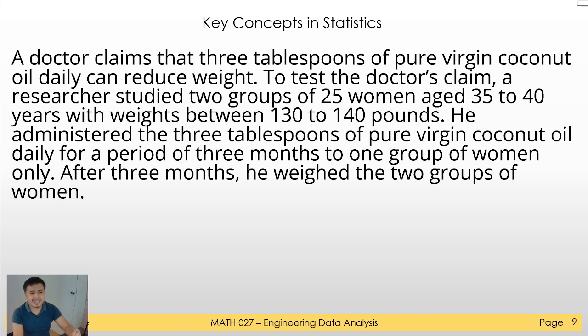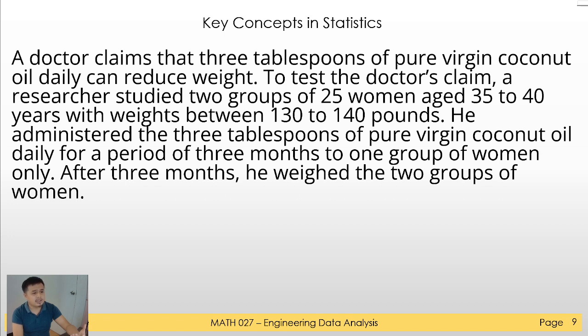So let's analyze this scenario to extract the population of interest and the sample. A doctor claims that 3 tablespoons of pure virgin coconut oil daily can reduce weight. To test the doctor's claim, researchers studied 2 groups of 25 women aged 35 to 40 years with weights 130 to 140 pounds. He administered the 3 tablespoons of pure virgin coconut oil daily for a period of 3 months to one group of women only.